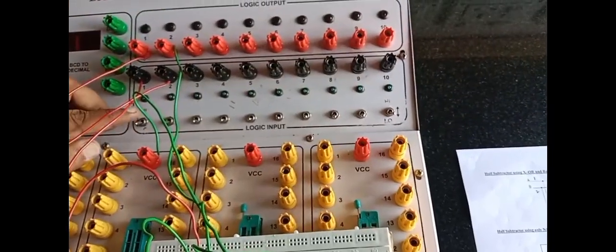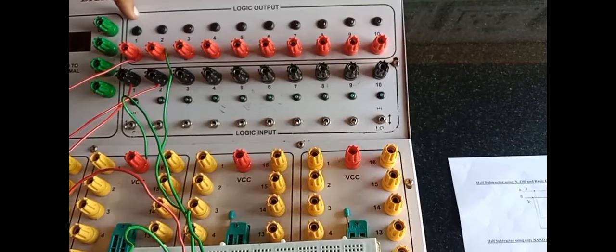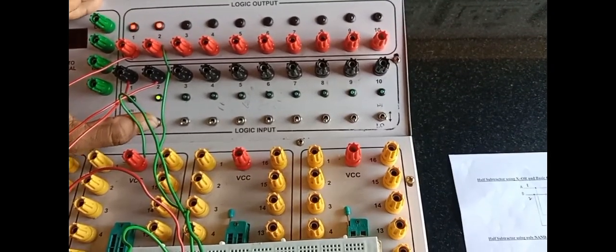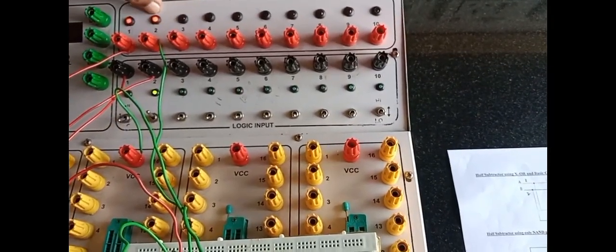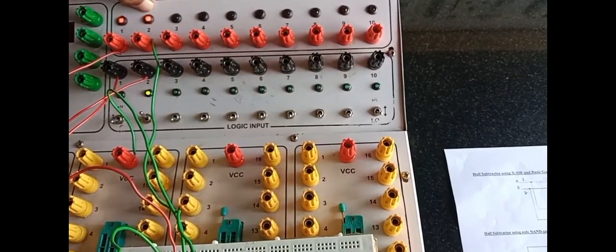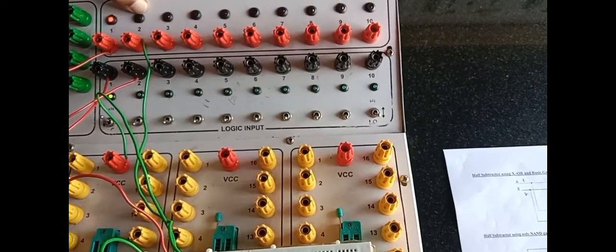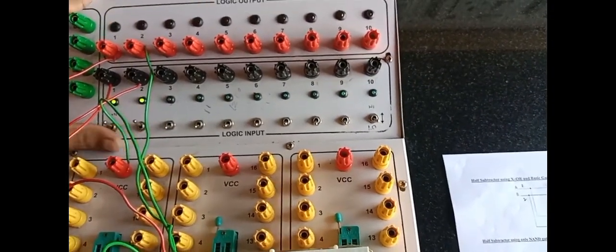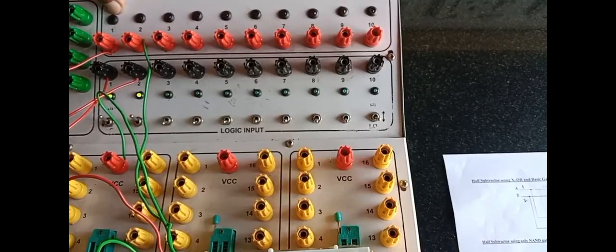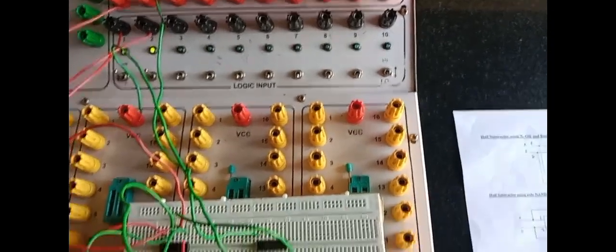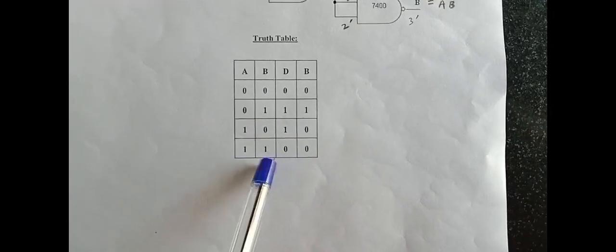So if both inputs are 0 0, the outputs are also 0 0. So input 0 1 means difference is 1, borrow is 1. So input 1 0 means difference is 1, borrow is 0. So if both inputs are 1 1, then the output is difference 0, borrow is 0. That's why, using this digital trainer kit, I am verifying this truth table. Input A 0, B 0 means difference 0, borrow 0. 0 1 means 1 1. 1 0 means 1 0. 1 1 means 0 0.